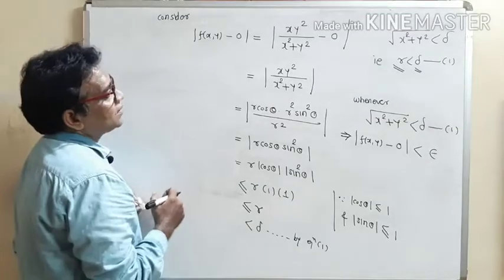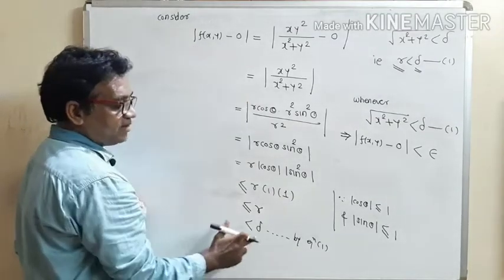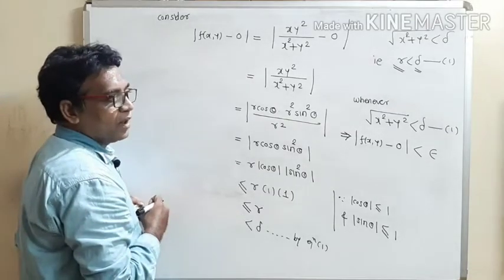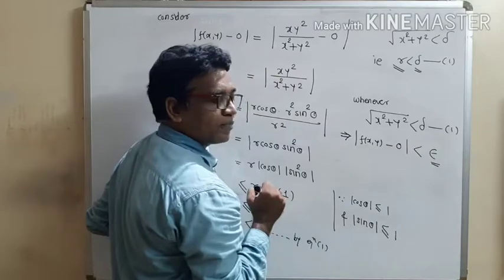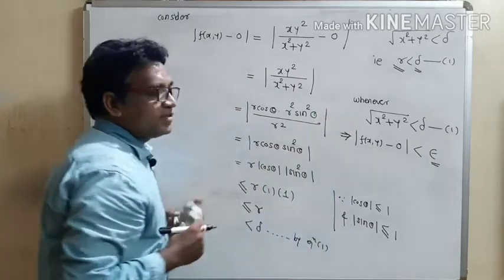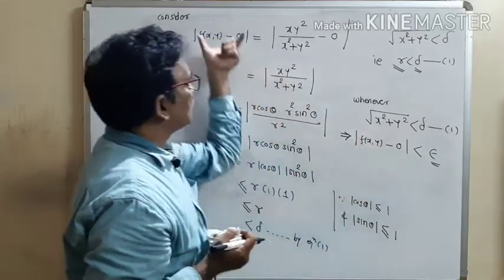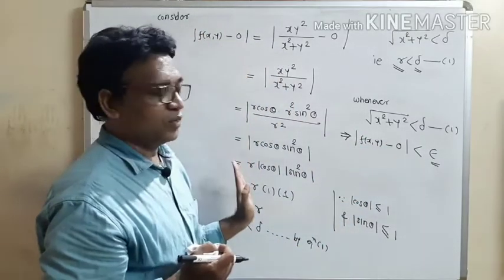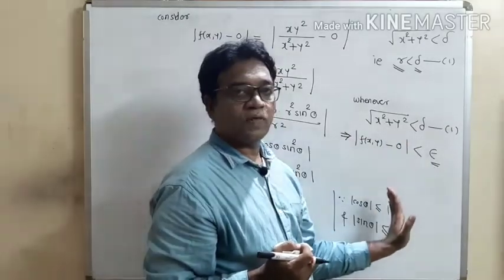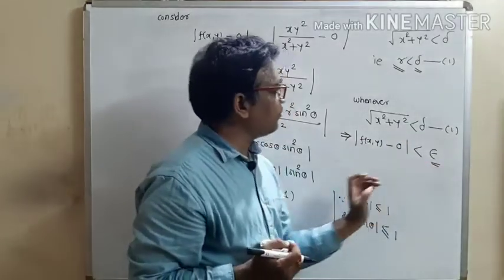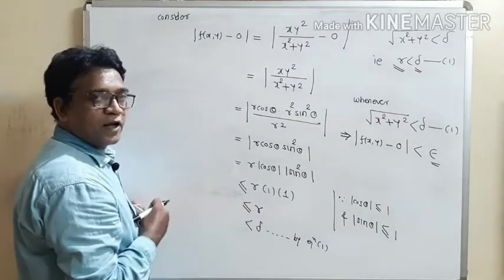We have shown that the value of mod fxy minus 0 is less than delta. And what is the required value? We require epsilon. What is the process? Just use this equation and find out this modulus, mod fxy minus 0, and show that the value of this modulus is less than epsilon. We require epsilon, but we have shown that this modulus is less than delta.